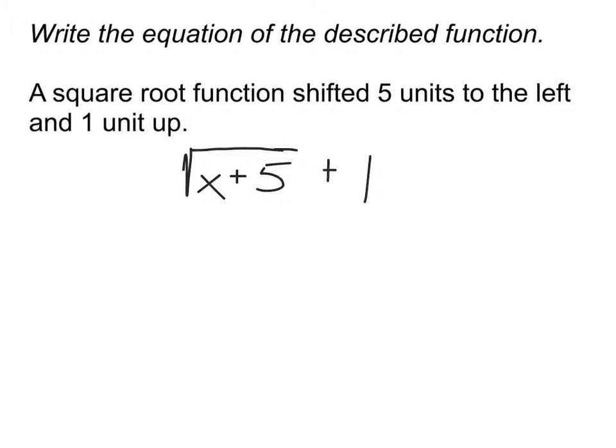Now, notice we've accounted for everything that this one told us. Square root, so I got the square root symbol over it. Sometimes we get so caught up in the pluses and minuses, we forget that, so do make sure that you did that. And we got the 5 left, and we have the 1 up. Since we took care of everything, all I got to do is add a y equals to make it my final answer. That's now the equation of the function.